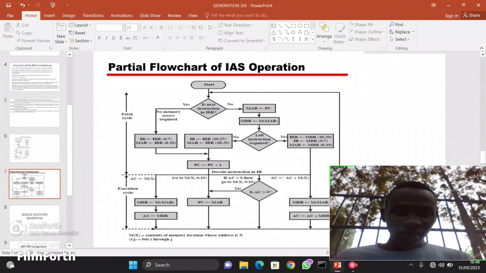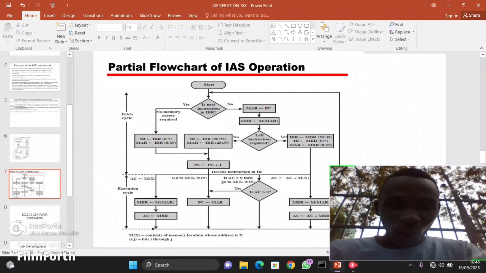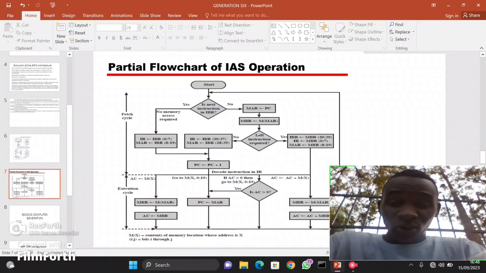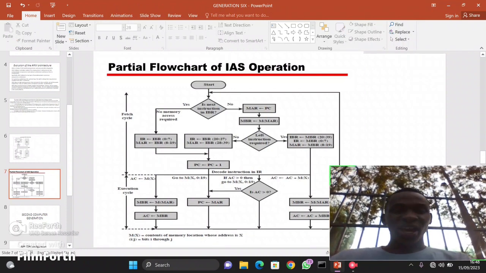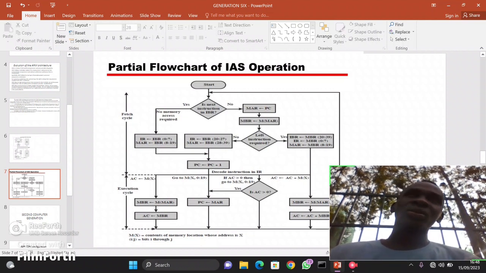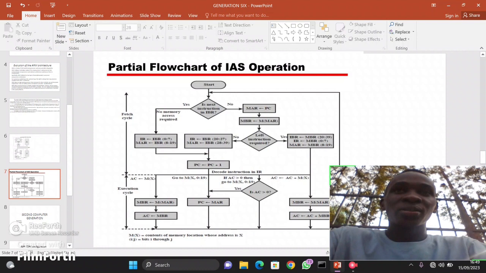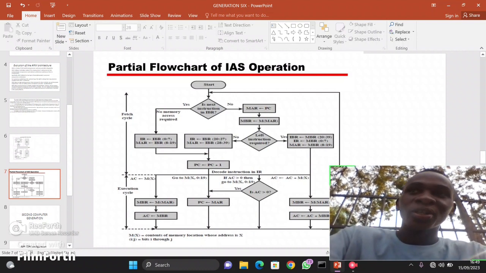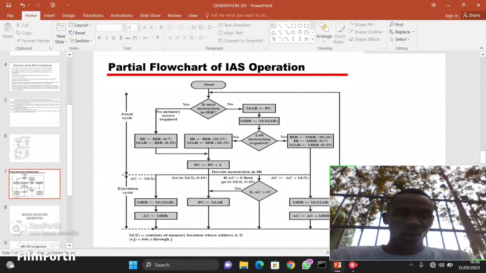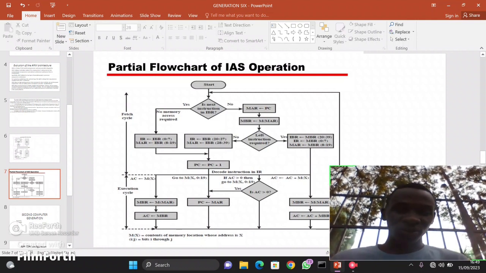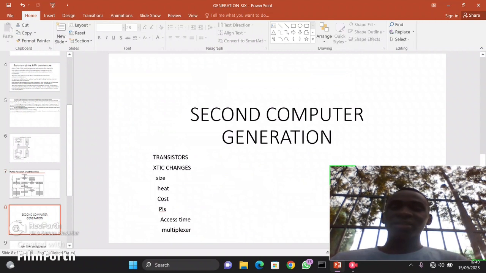So this is the partial flowchart of the IAS computer, and looking at it, it has a total number of 21 instructions, and that indicates us having 21 arrows. And as you can see, the next instruction is the IBR, yes, no memory access required. It also has details, but I don't think it would be necessary to go into the details of the partial flowchart of the IAS operation, because that would also require us going through the details of the IAS operation, which we haven't done. So I think we'll go to the second generation of the computers, and that's it.